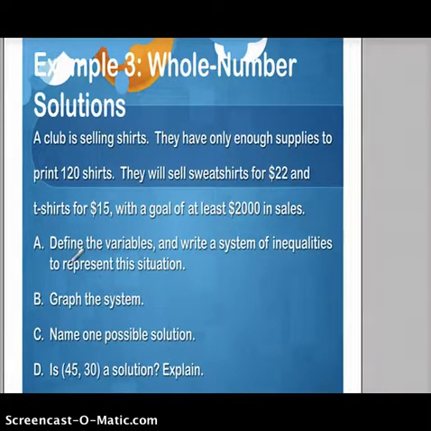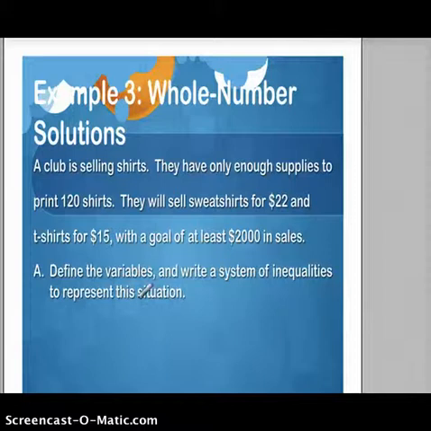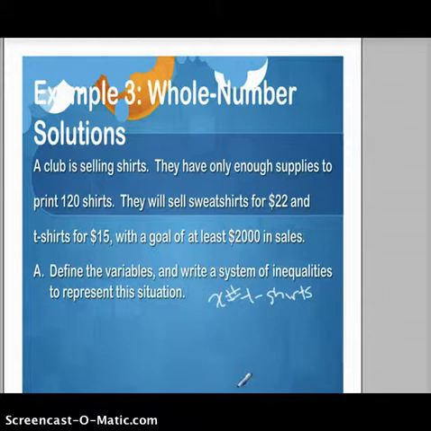So the first thing that we need to do is to define the variables and write a system of inequalities to represent this situation. So let's just focus on that part. So if we're going to define it, the variables that we have are, let's say, X for t-shirts, because we're selling t-shirts, and let X represent the number of t-shirts that need to be sold, and then let Y represent the number of sweatshirts that will be sold, okay?